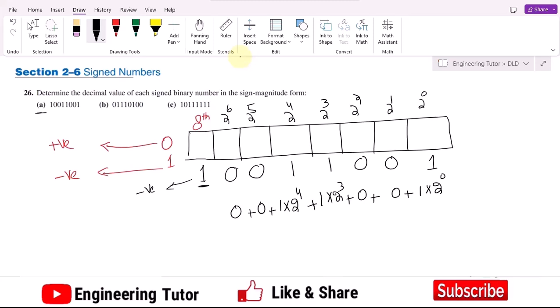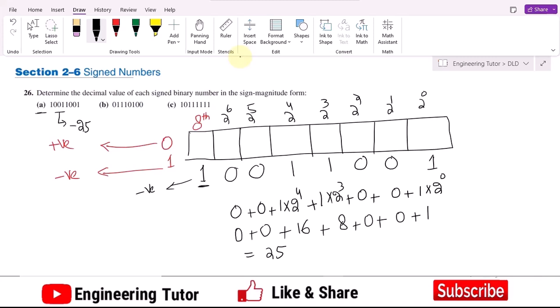Now adding them, what will I get? This is 1 plus 0 plus 0 plus 8 plus 16 plus 0 plus 0. So how much would it be? That is 16 plus 8 is 24, plus 1 is 25. So this is now how much? That is 25, while this sign bit is 1. Therefore the equivalent will be minus 25 in decimal numbers. So the equivalent of it is minus 25.